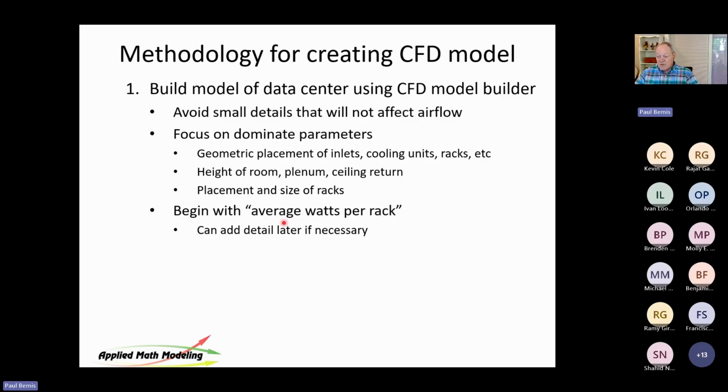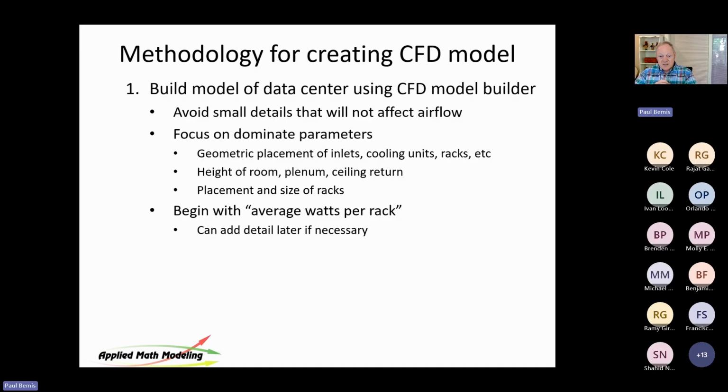Generally, you want to begin with average watts per rack because that allows you to get a feel for the overall parameters in a data center. So don't be worried about getting the wattage within a rack to a 1U level of granularity. It's not going to matter all that much, at least in the first pass. It may be that later on you want to dial it in a little tighter and be able to predict your heat loads in the rack with more granularity.